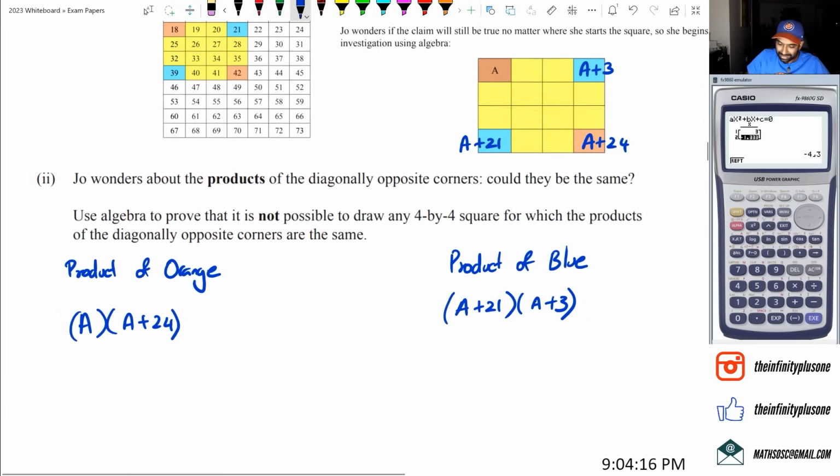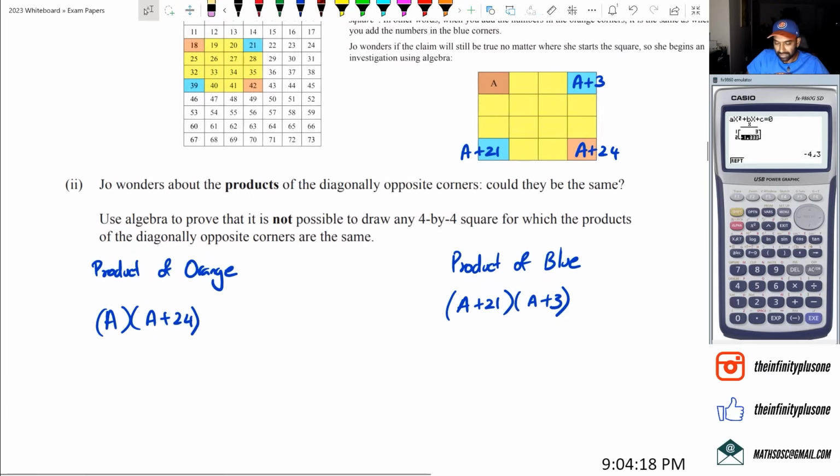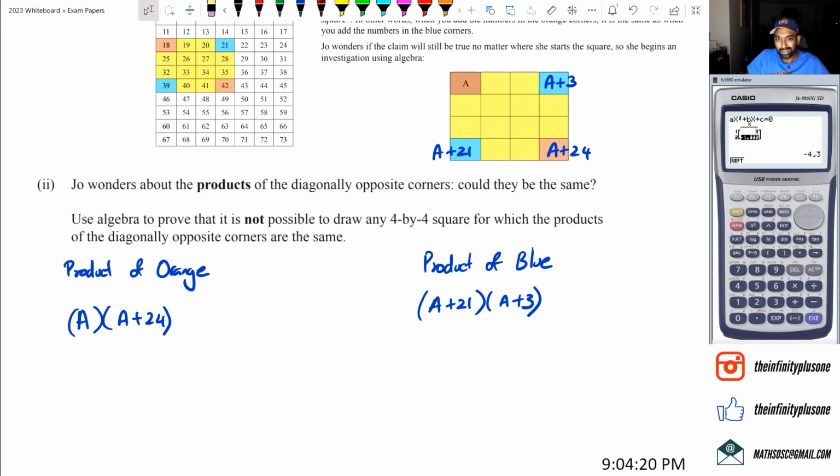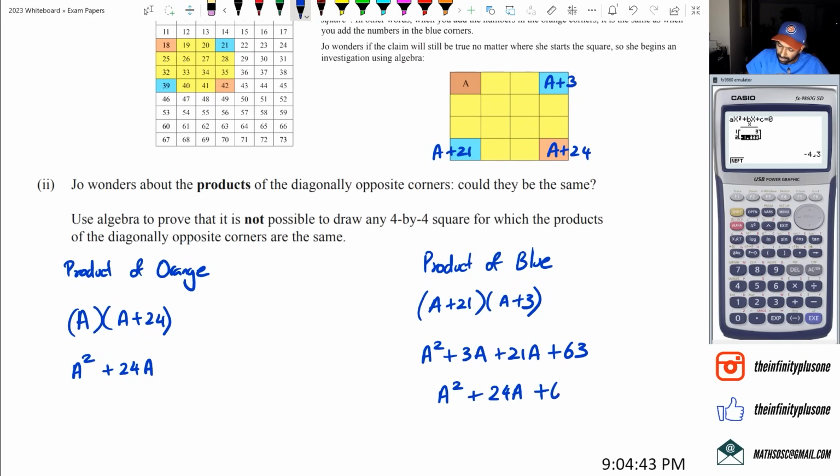In hindsight, I remember last year a lot of guys were saying the calendar question was horrible. But to be honest, it's actually not too bad at all, because all you're doing in this is expanding the brackets. You've got a squared plus 24a on one side. On the other side, you've got a squared plus 3a plus 21a plus 63. So you're going to end up with a squared plus 24a plus 63.